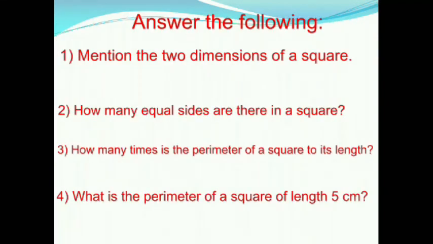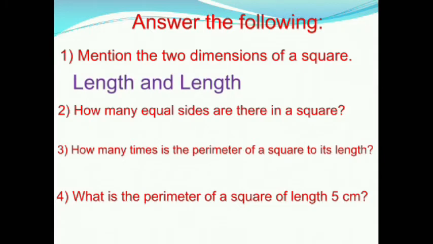Now we should answer the following. The first question is, mention the 2 dimensions of a square. Second question is, how many equal sides are there in a square? There are 4 equal sides in a square. Third one, how many times is the perimeter of a square to its length? It is 4 times. The next question is, what is the perimeter of a square of length 5 cm?